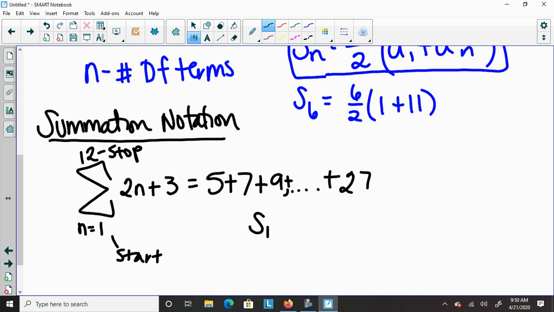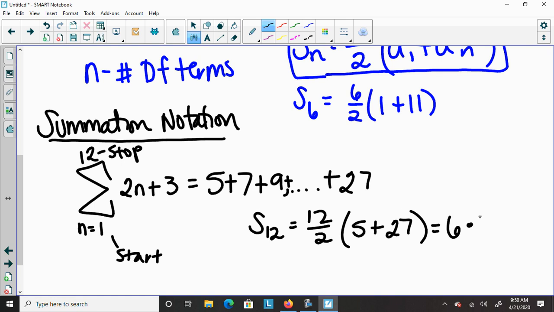So my sum for my 12 terms, how many did we do? 12 over 2. The first term is 5. The last term is 27, which is going to be 6 times 32, sorry.